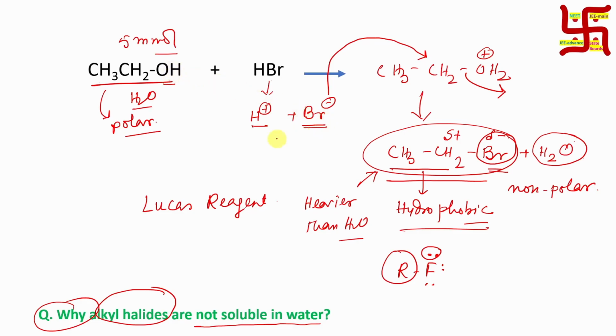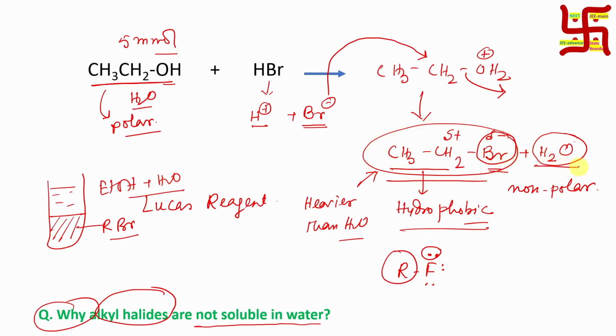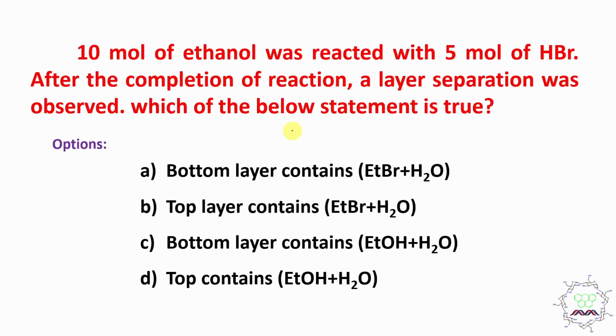So it's stable. So in the bottom part of the test tube or reaction vessel, wherever, this is the ethyl bromide, RBr, and the top part is the ethanol-water mixture. This alkyl halide is hydrophobic, that's why it doesn't allow the water to stay with itself. So water will go to the top layer. So it's a little confusing question. Here it's proved that the bottom layer will contain ethyl bromide.